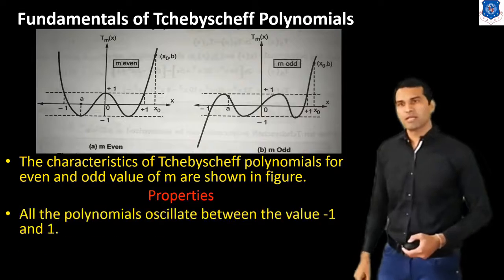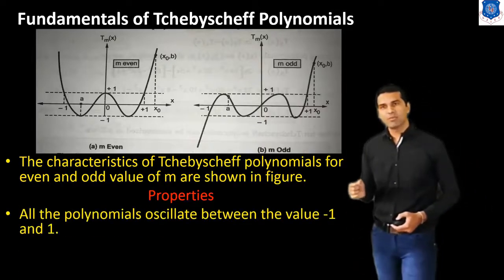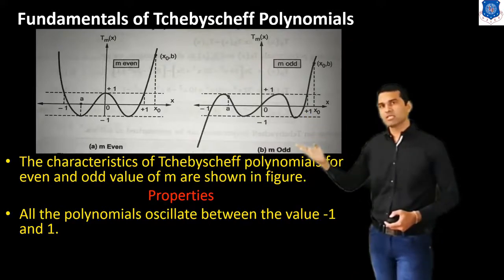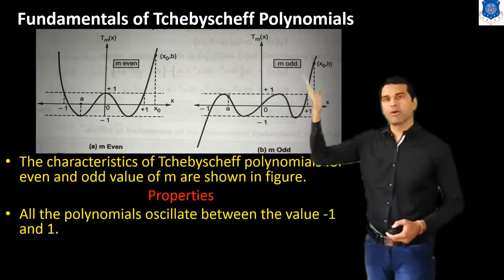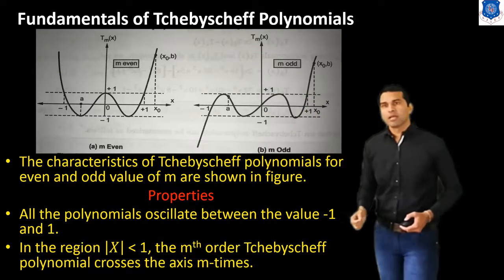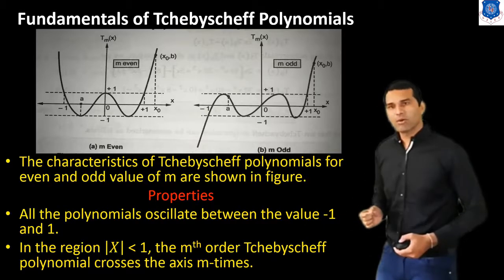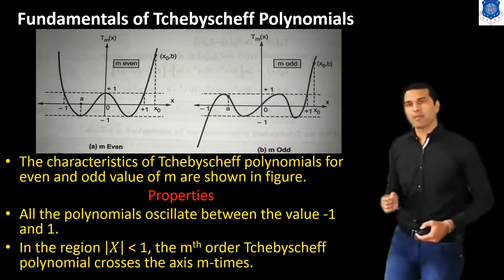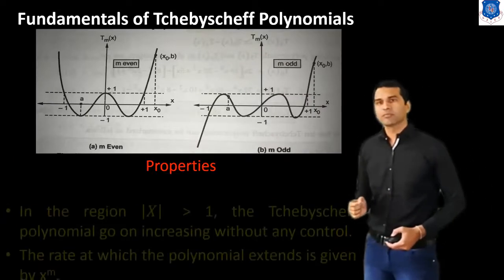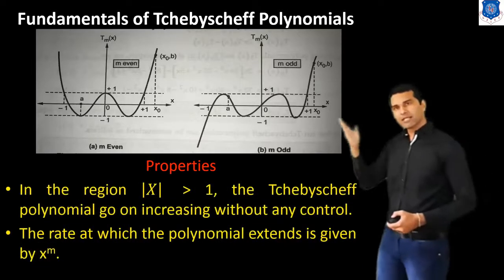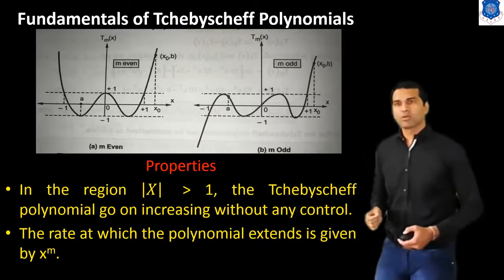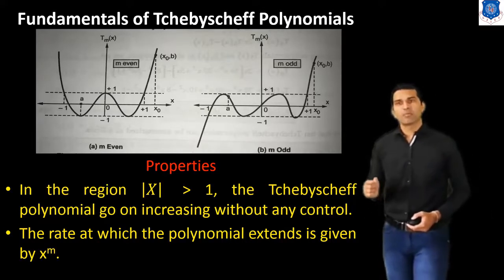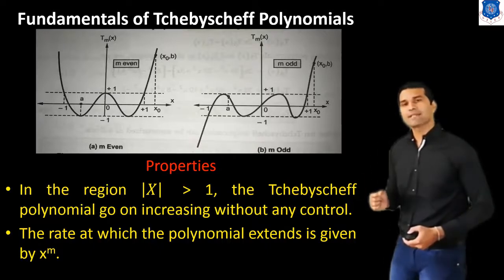Now we discuss the properties. All the polynomials oscillate between the values -1 and 1, as we can see here. In the region where x is less than 1, the mth order Chebyshev polynomial crosses the axis m times. In the region x greater than 1, the Chebyshev polynomial goes on increasing without any control. The rate at which the polynomial increases is given by x raised to m.